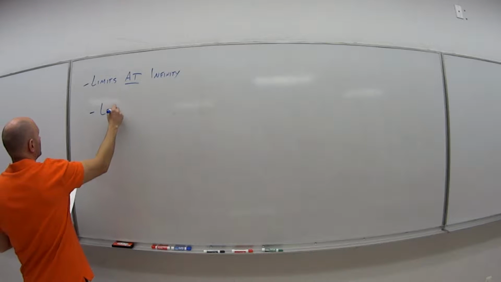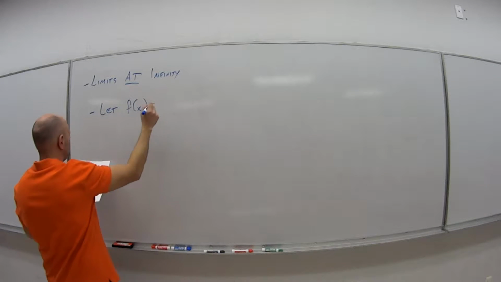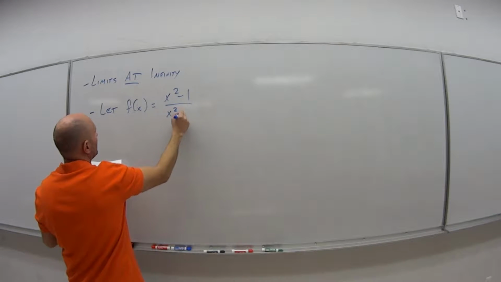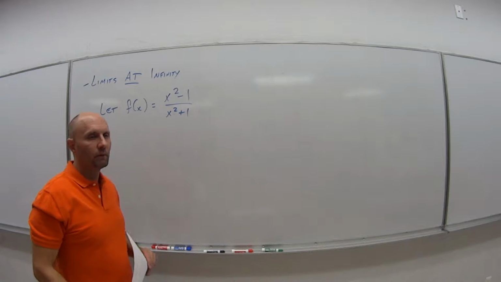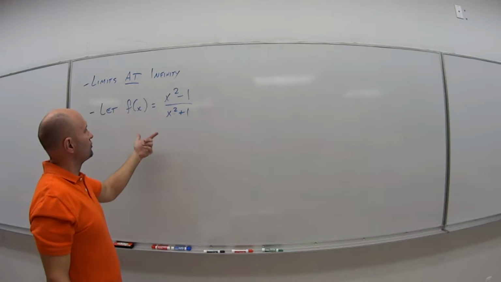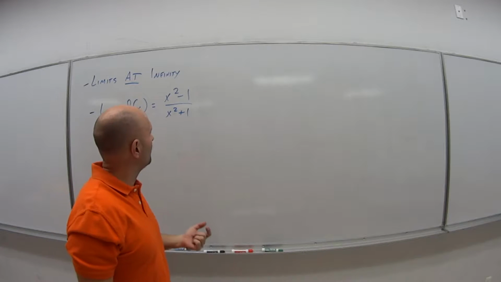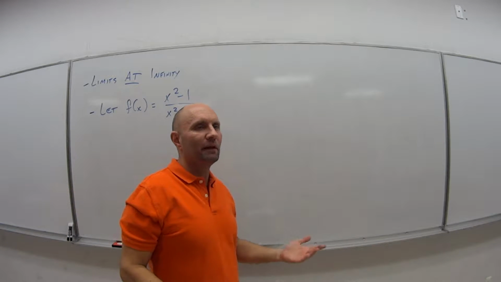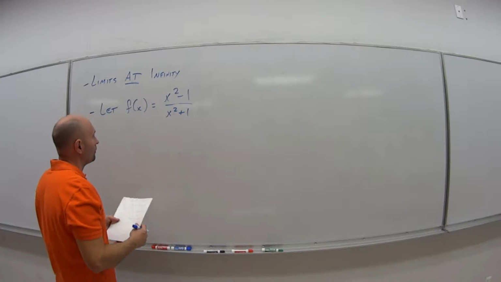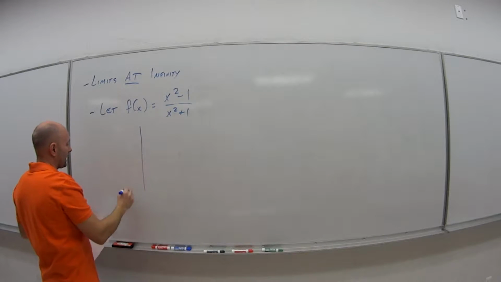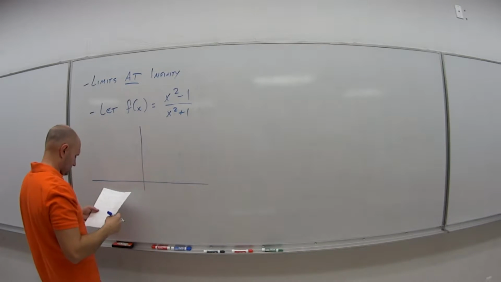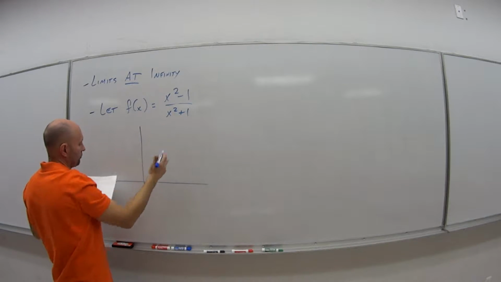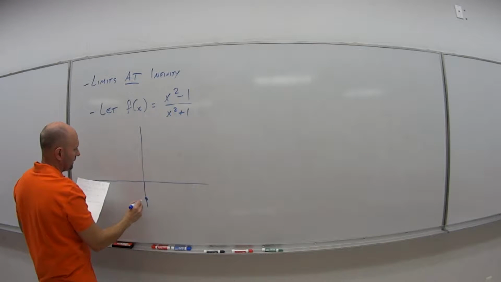So for example here, let f of x be the function x squared minus 1 over x squared plus 1. If you were given this function and it said, are there any vertical asymptotes? Well, we know there aren't. Why? Because the denominator is never going to become 0. So if the denominator never becomes 0, we don't have a vertical asymptote. If we were to graph this, when x is 0, we have negative 1 over positive 1, which is negative 1. So that's as low as this thing gets, negative 1.